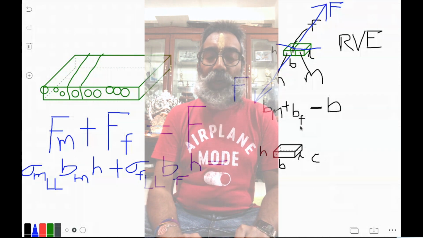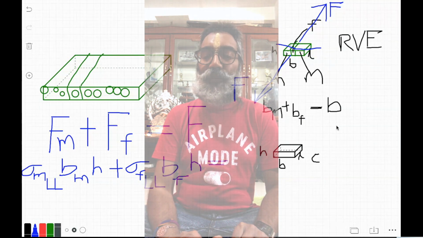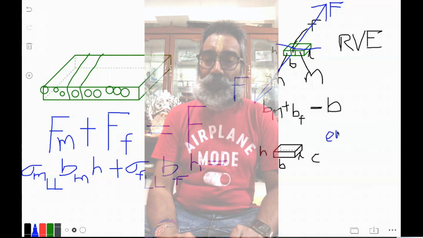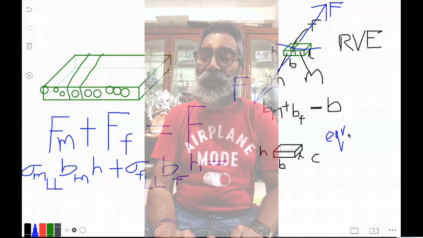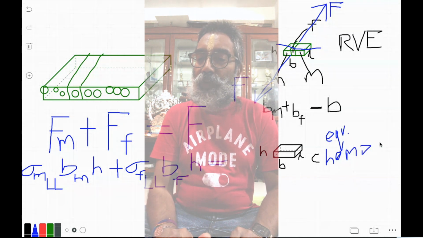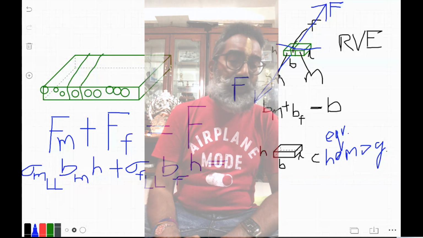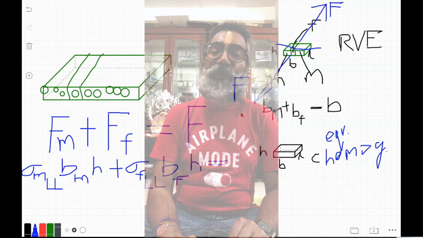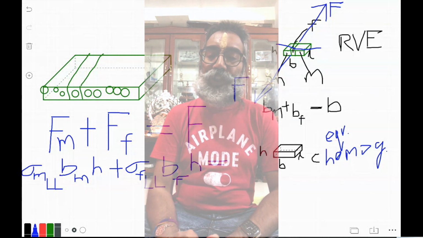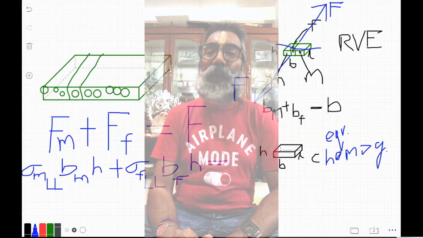Now we come and say that the behavior of this equivalent homogenized quantity, let me write that. So equivalent homogenized material, which is a fictitious material, the equivalent homogenized material should behave the same way as this. In other words, if I apply a force F, the overall average deflection that is there in this should be observed in this as well.